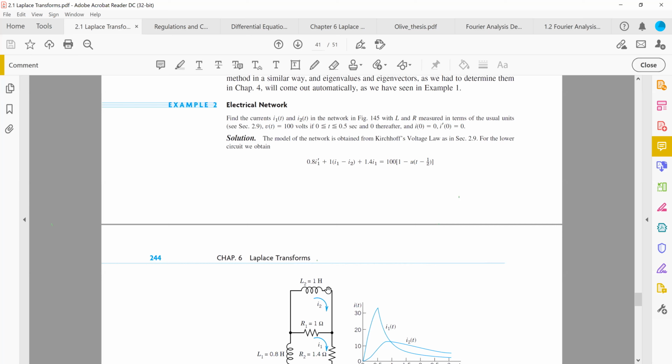So from the question, if I may ask, from what we studied last week, when I say V(t) is equal to 100 if 0 is less than or equal to t, which is less than or equal to 0.5, and 0 thereafter, what comes to mind? If any of you attended and maybe also went through what we did last week.